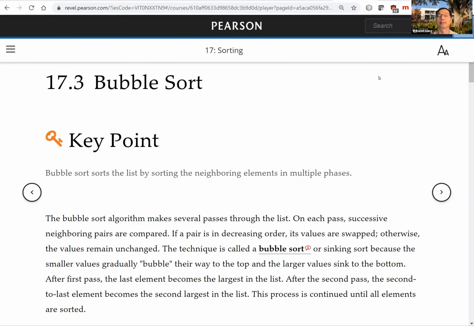Hello, everyone. In this video, we will look at the bubble sort algorithm.